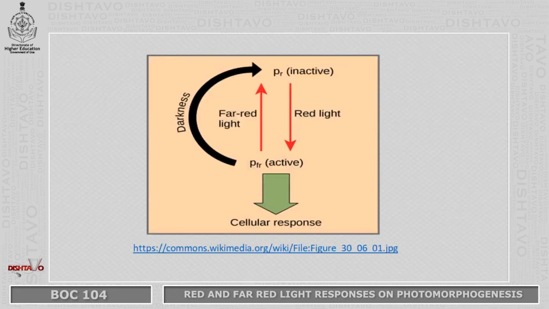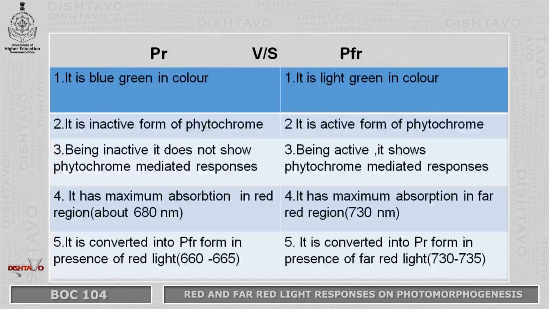Now here in this picture, whatever I have explained to you in the earlier slide is depicted. The entire explanation that I gave you in the earlier slide can be seen in this one picture. You can see that there are two forms, PR, which is the inactive form here, and PFR, which is the active form. You can see that they are photochemically interconvertible. You can see the two arrows denoting that. And of course, you have seen the red light and the far red light on either side of the red arrows. Next, we shall see the difference between the PR form and the PFR.